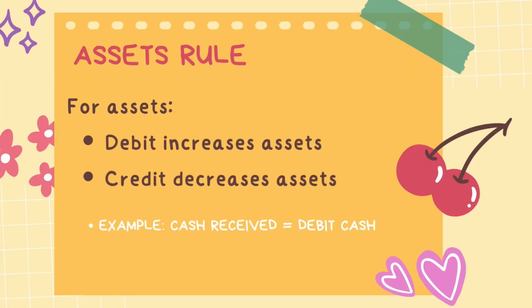Now let's understand how they work. For assets, a debit increases the asset and a credit decreases the asset. For example, cash is an asset. If you receive cash, your cash increases, so cash is debited. For liabilities, it is the opposite. A credit increases liabilities and a debit decreases liabilities.